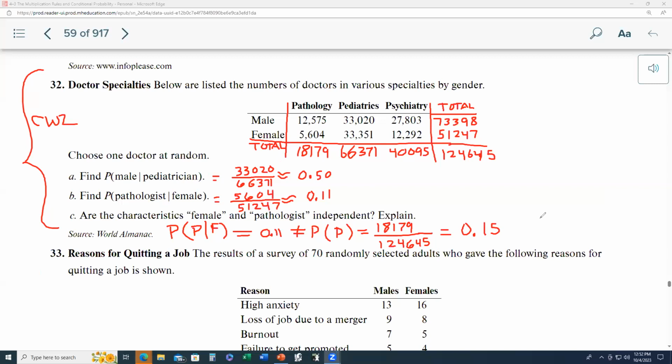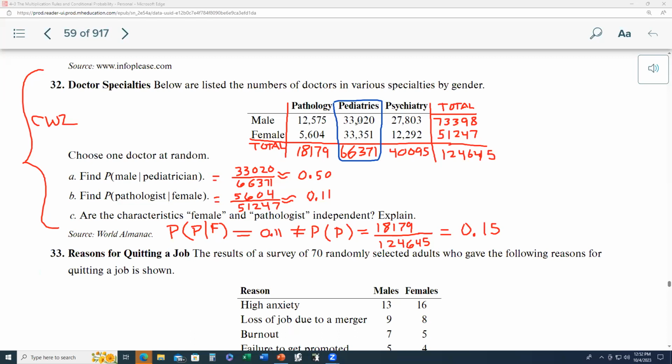All right, let's take a look here for A. This is a conditional probability. You read it as, given that we select a pediatrician, what's the probability that that person's a male? Given that we select a pediatrician, locks us into the pediatrics column. So we're locked into this column here. Now, given that we're locked into the pediatrician column, what's the probability of selecting a male?